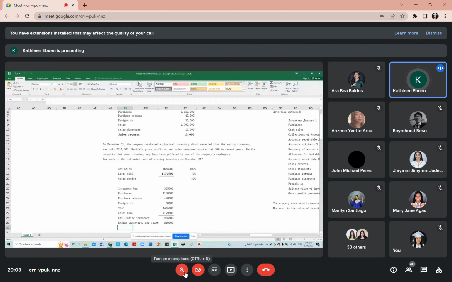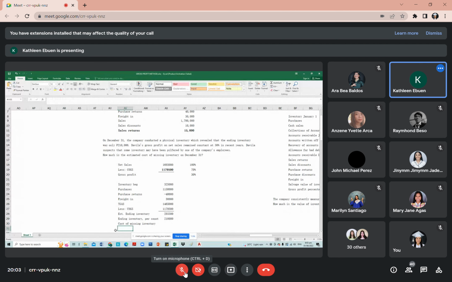But, of course, this inventory estimation is not that accurate. That is why it is called an estimate, based on computation only. It needs additional investigation. Ending inventory, cost of missing inventory. Okay. How much is this, class? 65,500. So this is the answer.